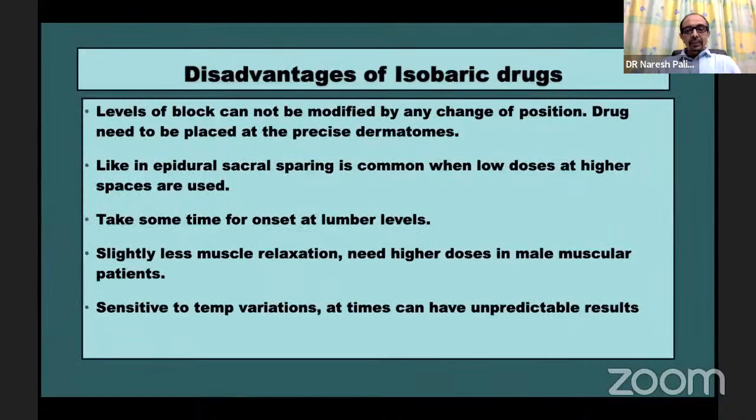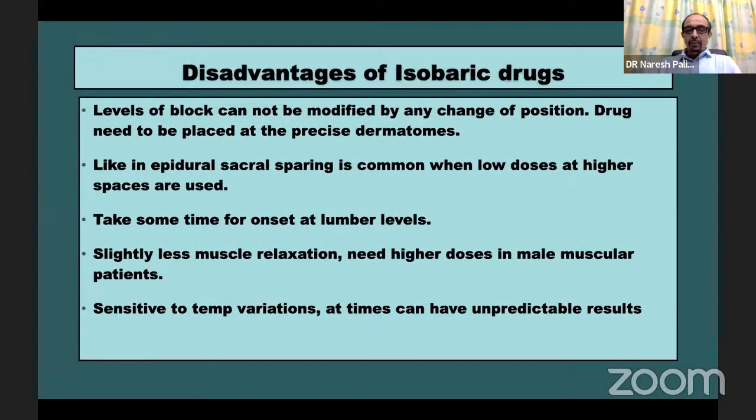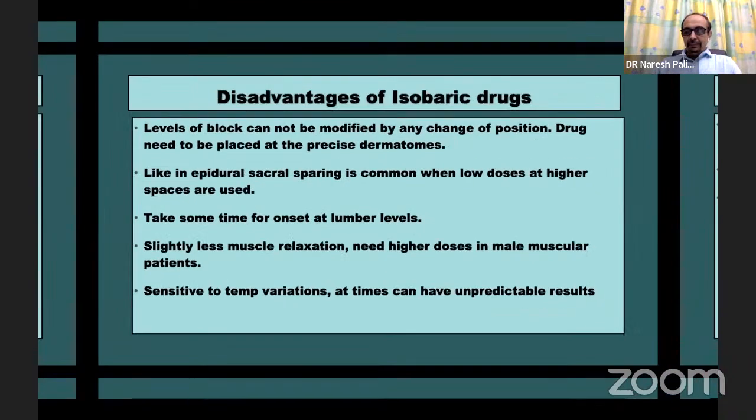There are some disadvantages of isobaric drugs. The levels of block cannot be modified by any change of positions. The drugs need to be placed at precise dermatomes. Like in epidurals, sacral sparing is common when low doses at higher spaces are used. They take some time for onset at lumbar levels. Slightly less muscle relaxation, so we need higher doses in some male muscular patients. And they are also sensitive to temperature variations and at times can have unpredictable results.